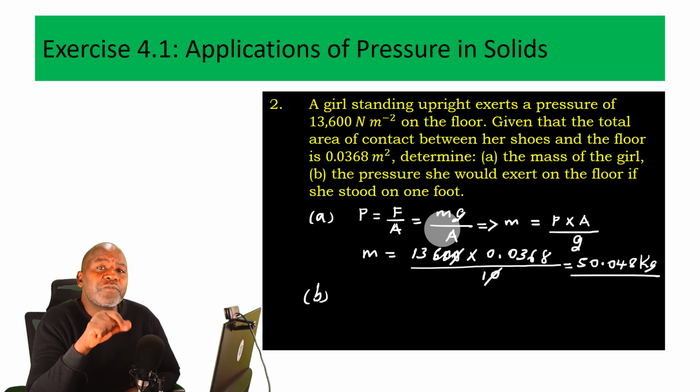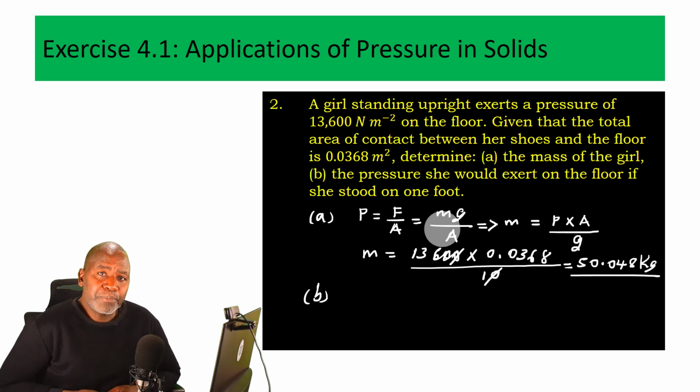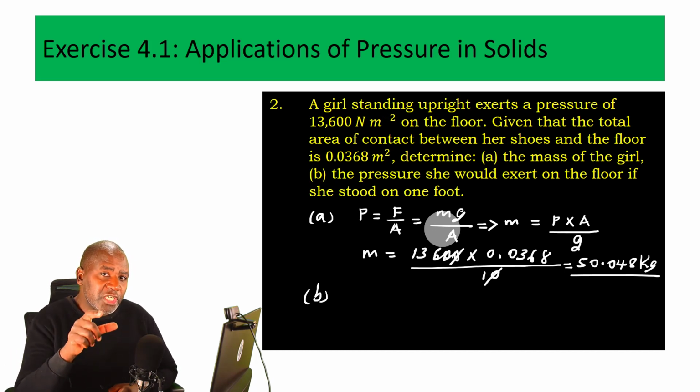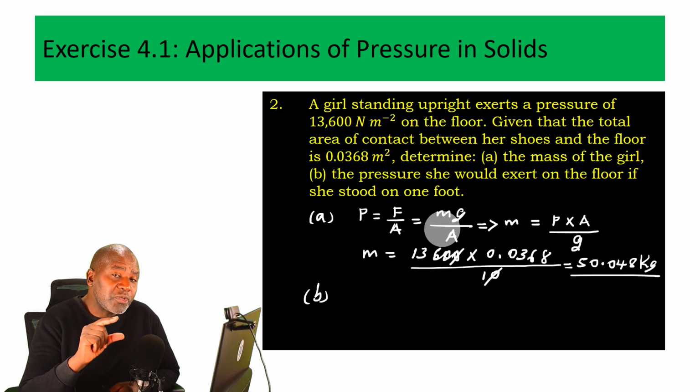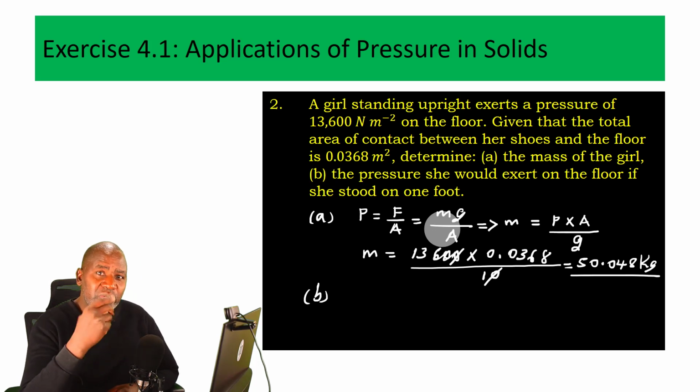What do we know about factors which affect pressure? One of them is area. How does it affect pressure? Pressure is inversely proportional to the area. That means if the area is doubled, the pressure is going to be halved. The opposite is the case. If the area is halved, the pressure will be doubled.